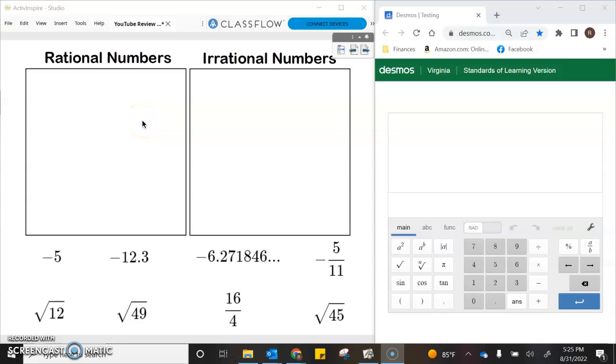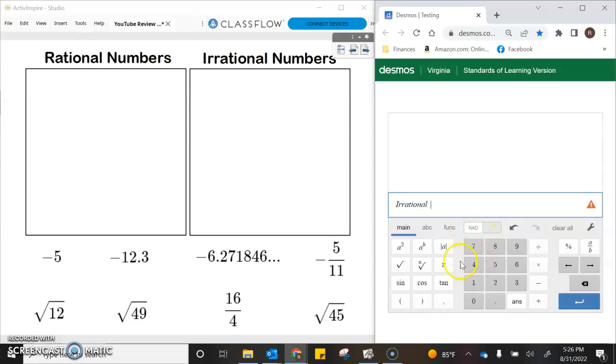Okay, we're going to record some information for our review for the test tomorrow. First thing we're going to have to do is be able to split numbers between rational and irrational numbers. So I'm going to try to go ahead and write some notes over in Desmos so that you have a good idea of what they are.